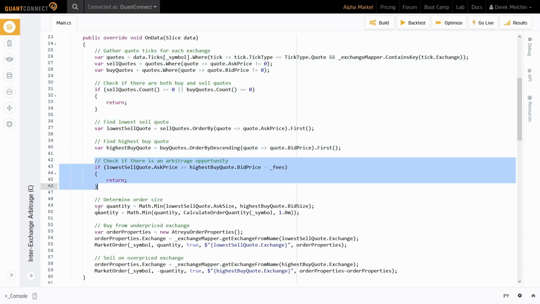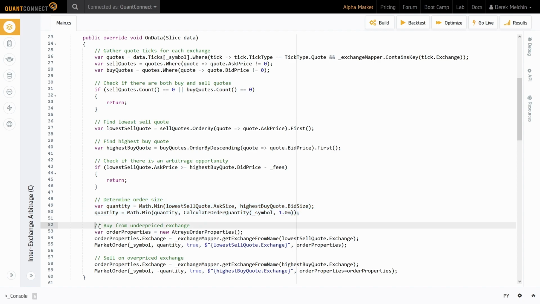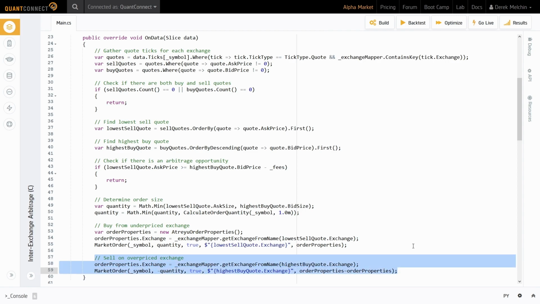But if there is, we determine the size of our order, which is the minimum of the sizes on the quotes, and we make sure not to exceed the number of shares our portfolio can afford. When we have the quantity of our order, we buy on the underpriced exchange and sell on the overpriced exchange.